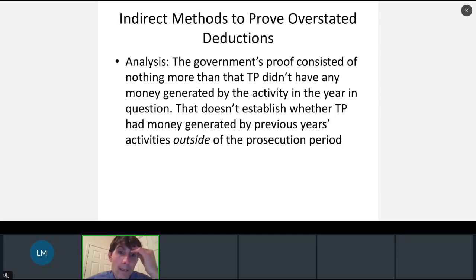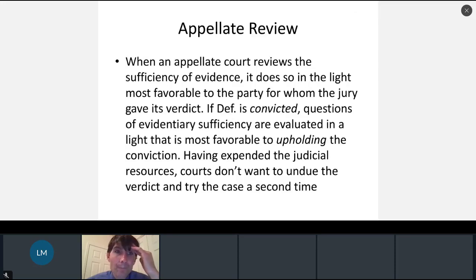And you might recall that that sounds familiar. That came up in the talk for the first indirect method, that there was a cash hoard, if you recall.